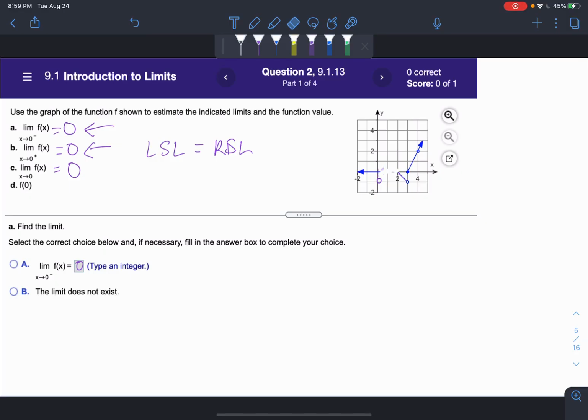And you can see my function tends to go to 0 when my x goes to 0 from both directions, so my overall limit is 0. And then the last question is asking, what's my function value at x equals 0? And because it's continuous and filled in right here, remember this is the origin, 0, 0, my function value is also 0, okay?